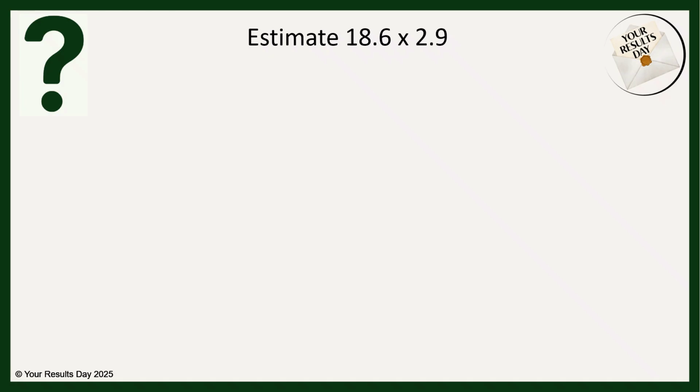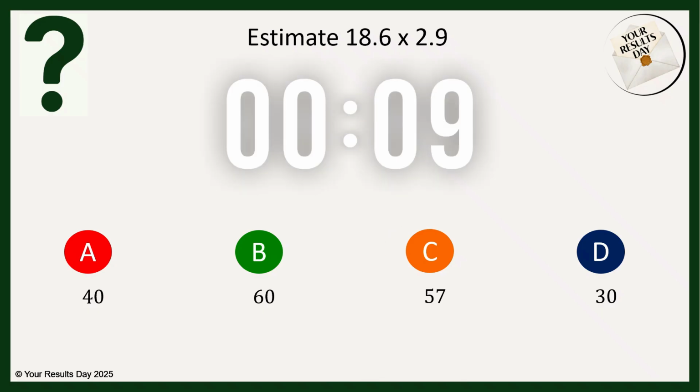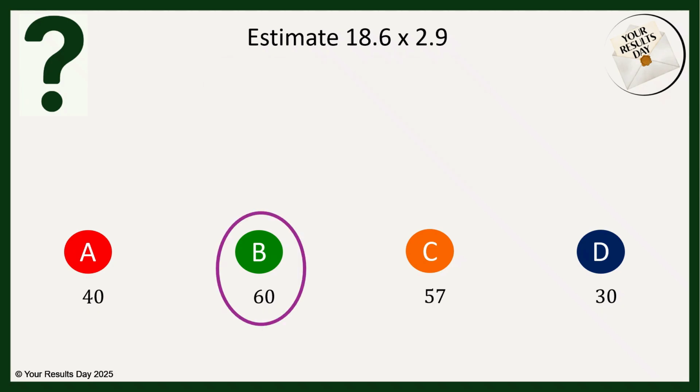Next, estimate 18.6 times 2.9. Here are your options. The answer to that one was B, 60. We should have done 20 times 3 when we rounded.